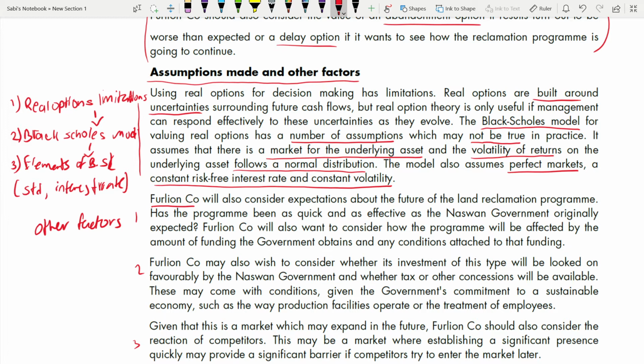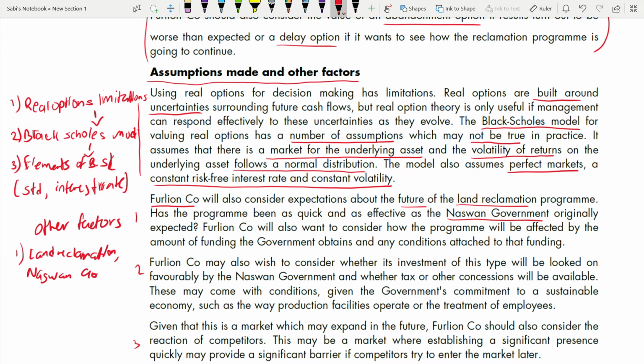Furlan will also consider expectations about the future of the land reclamation program. Where are we investing? We are investing in Nasvan. So we need to talk about the Nasvan government. Should we or not? That's how you get your first point. Other factors. Number one, first factor: land reclamation, comma, Nasvan government.